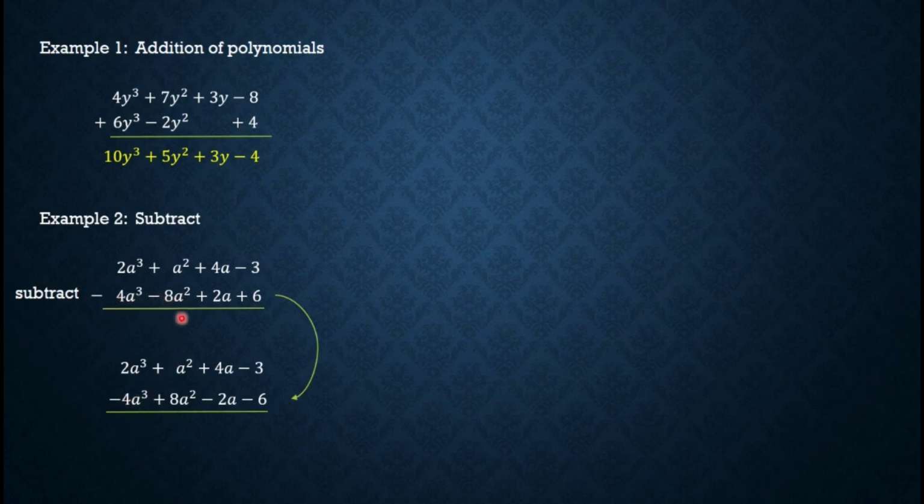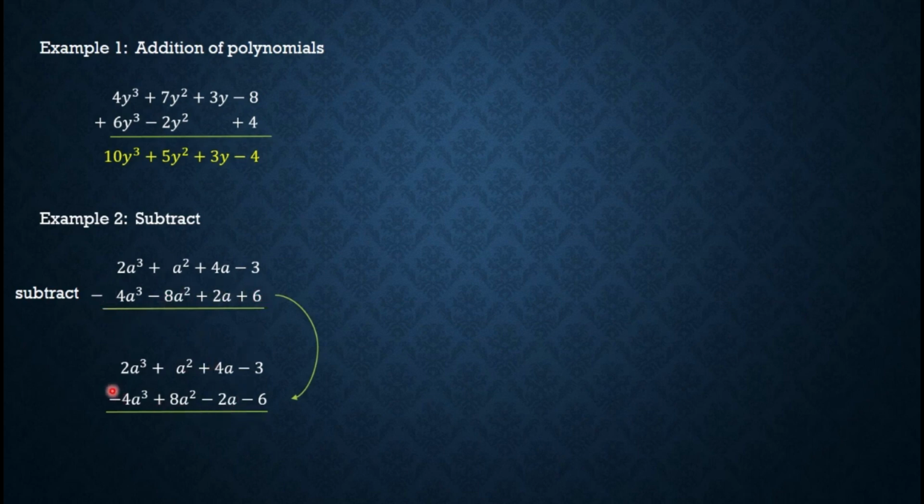Negative 8e squared becomes positive 8e squared because negative times negative is positive. And then positive 2e becomes negative 2e because negative times positive is negative. Then positive 6, so negative times positive 6 is negative 6.